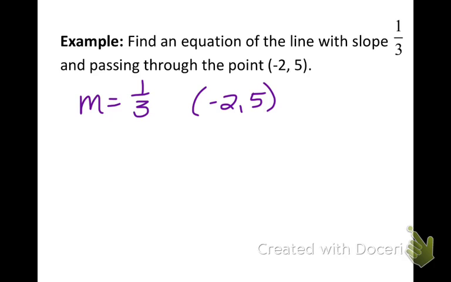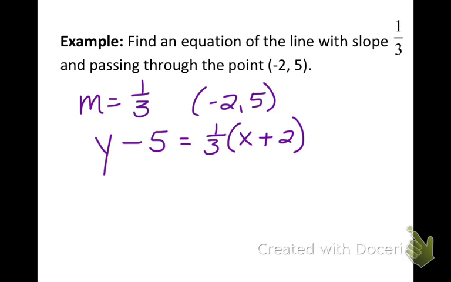So, point slope form, how do we use it? Well, we start out with a y, then we put a minus sign, and then I'm going to subtract the y coordinate of the point that's given to us, which is 5. Then I'm going to set it equal to m, which is 1/3, parentheses, x minus a -2, which goes to a +2. Good. Okay. Now we have it in point slope form.